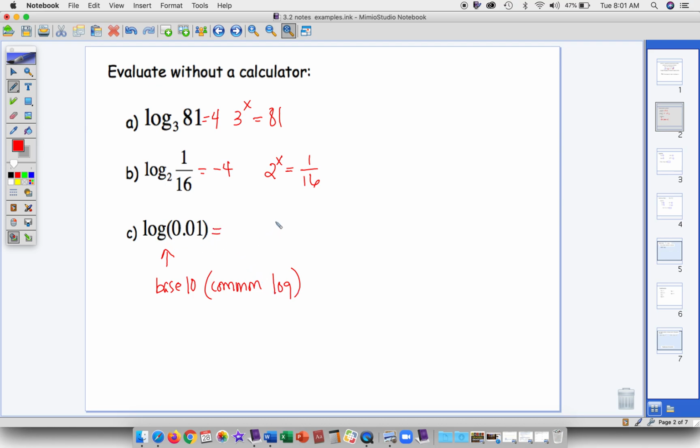So for this problem, my base is 10, so I'm thinking 10 to what power is equal to 1/100th. So again, I know it's a negative exponent to turn it into a fraction. So 10 to what power is 100? That's 2, so it's the negative 2 power.